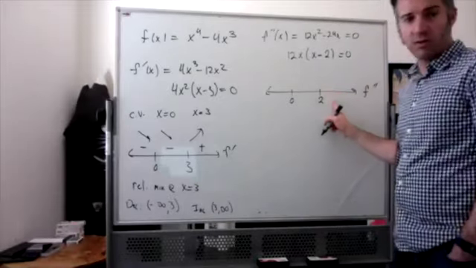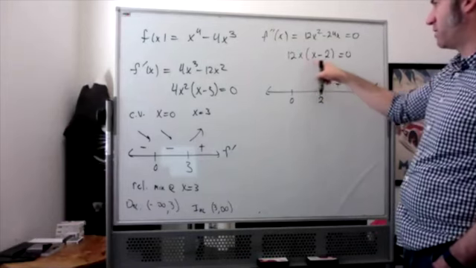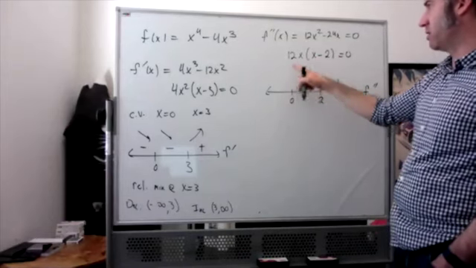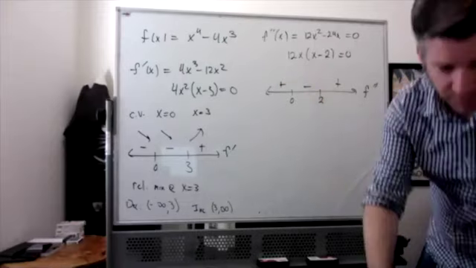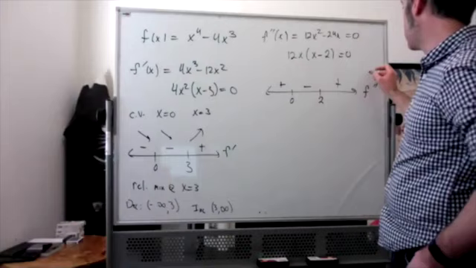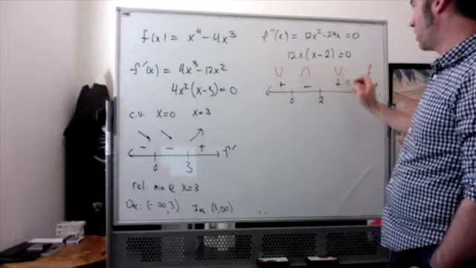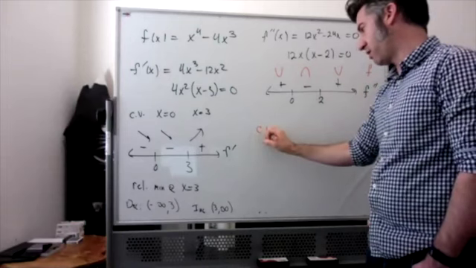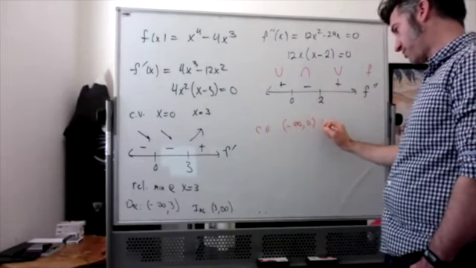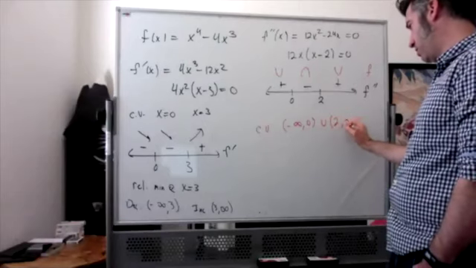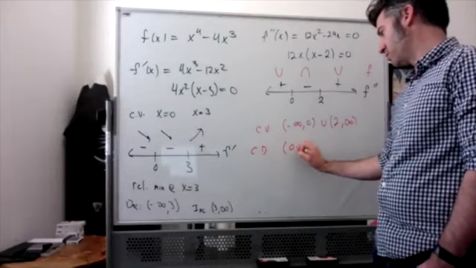So pick a number larger than 2, like 3, positive, positive. Pick 1, positive, negative. Pick -1, negative, negative. So this means that the function itself is concave up, concave down, concave up. So it's concave up on the interval from negative infinity to 0, union 2 to infinity. It's concave down on the interval from 0 to 2.